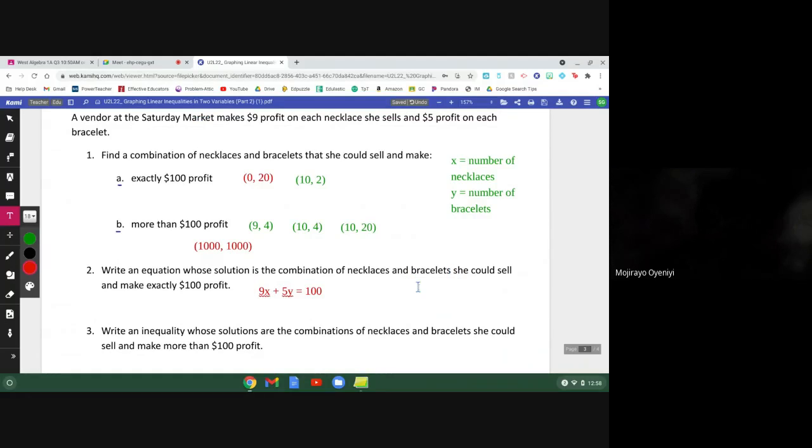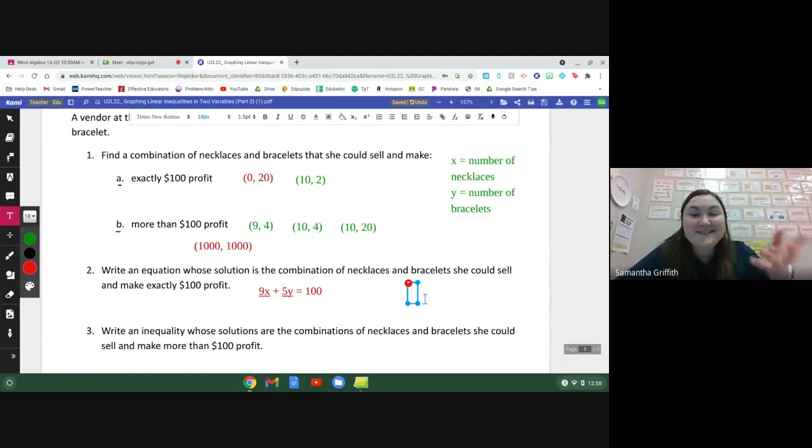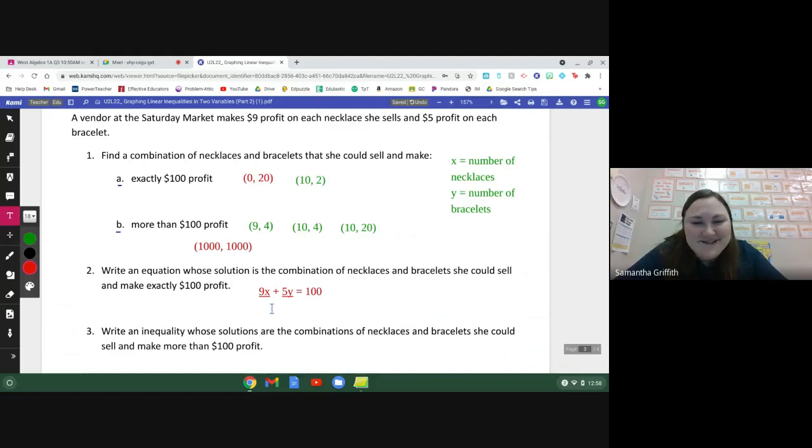I said we can't even say x plus y equals 100. I agree. So that means we can do something different. You guys got the equation though. We got 9x plus 5y equals 100. I think that's the equation we'll use.